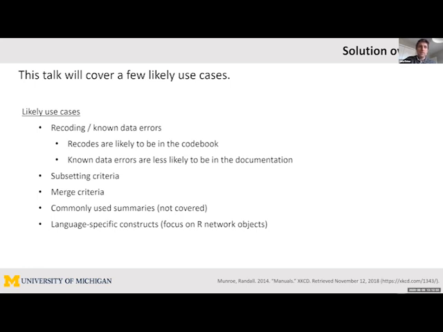So things like recodings are often in the code book, but people still have a tendency to miss them. Data errors are less likely to be in the documentation, for example. I was also going to cover subsetting criteria. So for example, when you need to know to drop the school that caught on fire, how would you include something like that? And merging criteria.